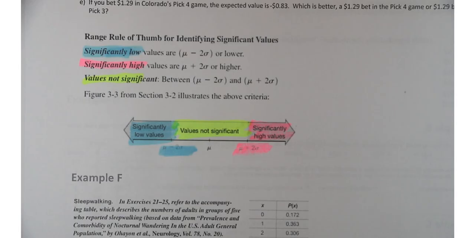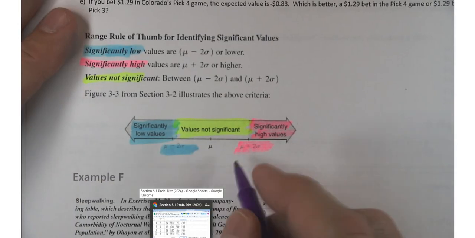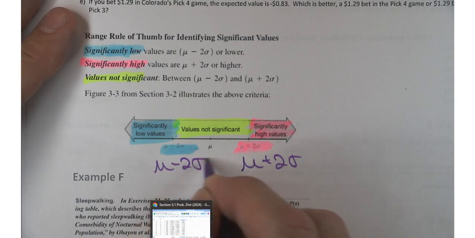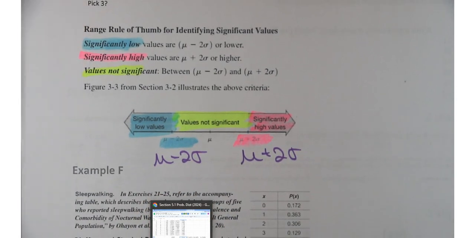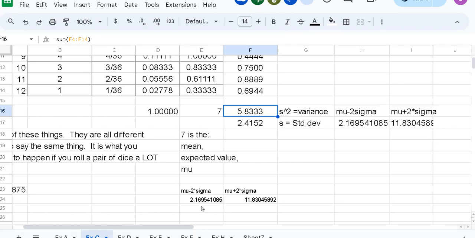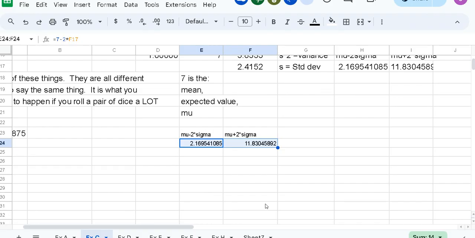So a lot of times what we're going to want to calculate is mu plus 2 sigma and mu minus 2 sigma. And let's take a look at those. Now, it may be in place from my morning class. If it is, just delete the values under mu minus 2 sigma and mu plus 2 sigma. Let's calculate those for ourselves and see what we get.